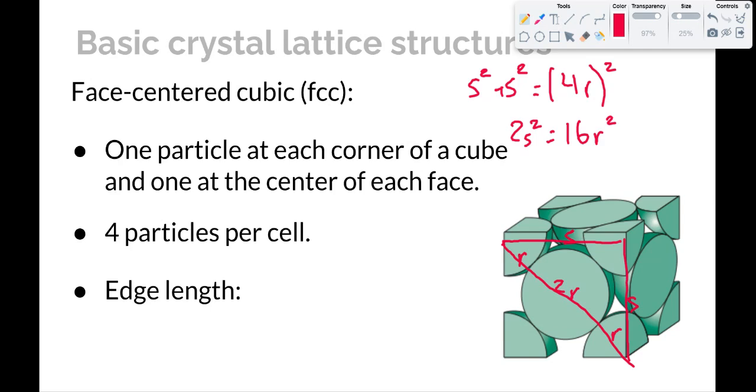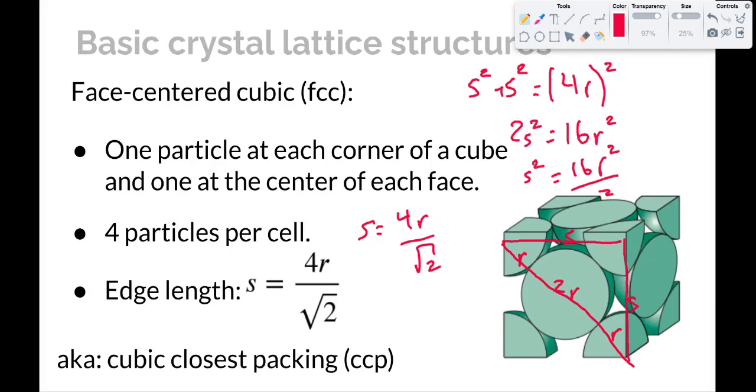If we divide both sides by 2, that means S squared is 16R squared over 2. Then to find S, we take the square root of both sides: 4, that's the square root of 16, R divided by the square root of 2. So 4 times the radius of the particle divided by the square root of 2 is the edge length.